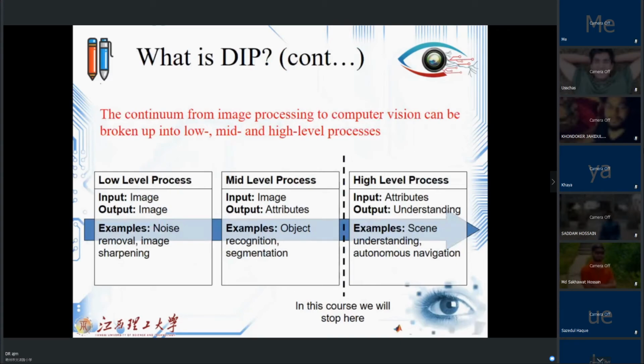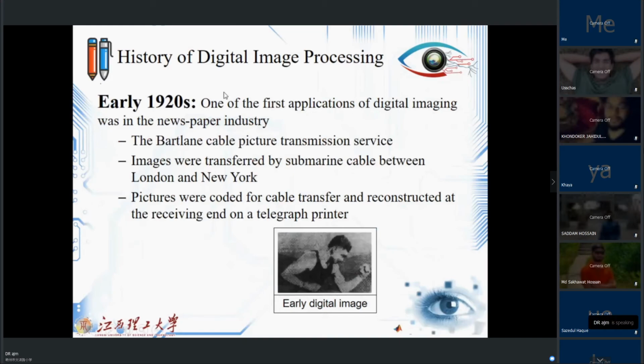Let us have some very brief history about this subject, and then we can finish for today after this history part. Suppose in 1920, as I showed you, the first application of DIP was the newspaper industry, with the Bartlane cable picture transmission service, and image transfer by submarine, as we already talked, from London to New York, coded for the cable transfer. That time, that was great.